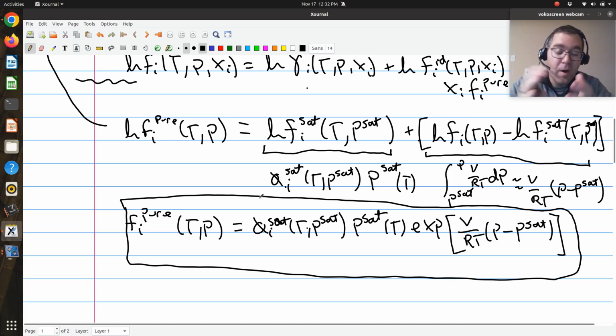I say 1 bar because if I think about my Poynting correction, we're at low pressures, and so we can assume that my Poynting correction is going to be negligible. If I'm at low pressure, well removed from my critical point, it's typically pretty reasonable to assume that my Poynting correction is negligible. So this term would be 0, and the exponential of 0 would be 1.